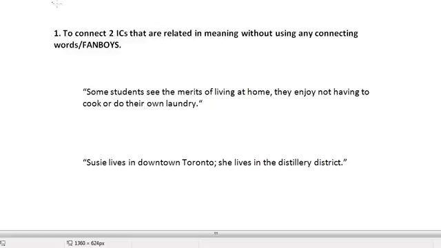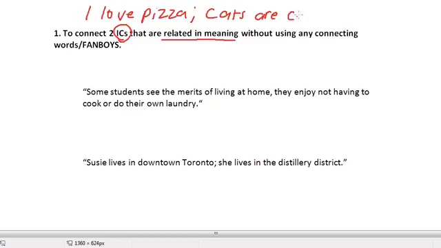An IC stands for an independent clause, which is, in other words, just a complete sentence. It has a subject and a verb, and it expresses a complete thought. So you need to make sure that you have 2 ICs and that they're related in meaning. For example, you can't have the sentence, I love pizza; cats are cute.